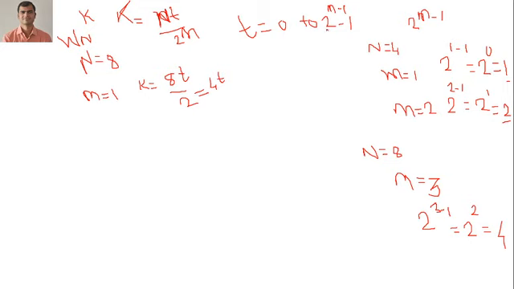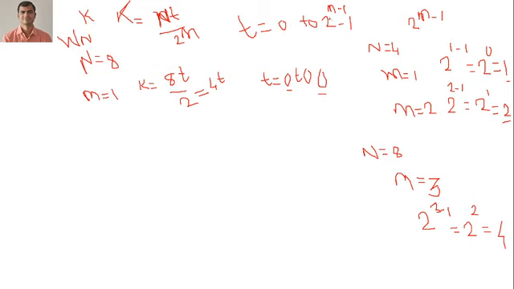So the range of t is 0 to 2 raised to m minus 1, so t is equal to 0 to what? We have to calculate. What is the value of m? The value of m is equal to 1, so 2 raised to 1 minus 1, so 2 raised to 0, so 2 raised to 0 is 1, so 1 minus 1 is 0. So it is valid for 0 to 0 only.